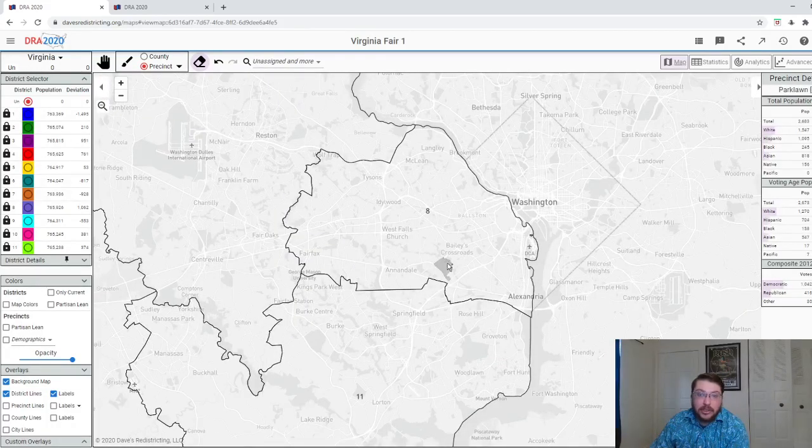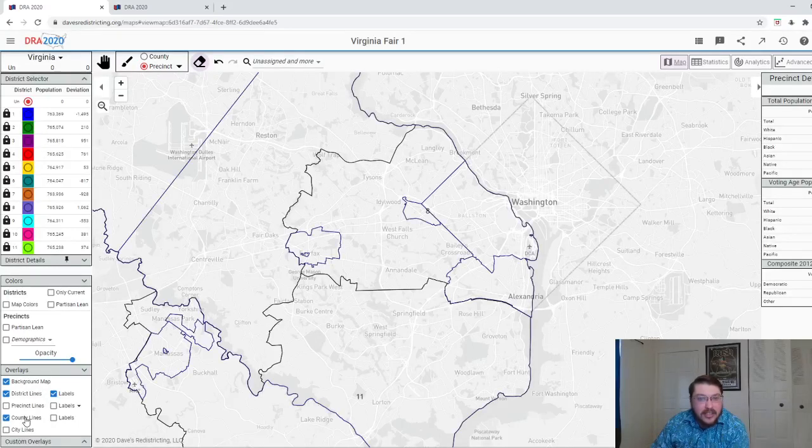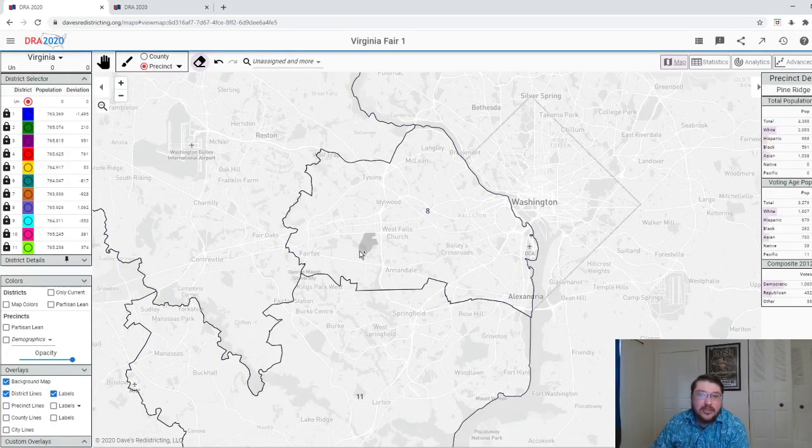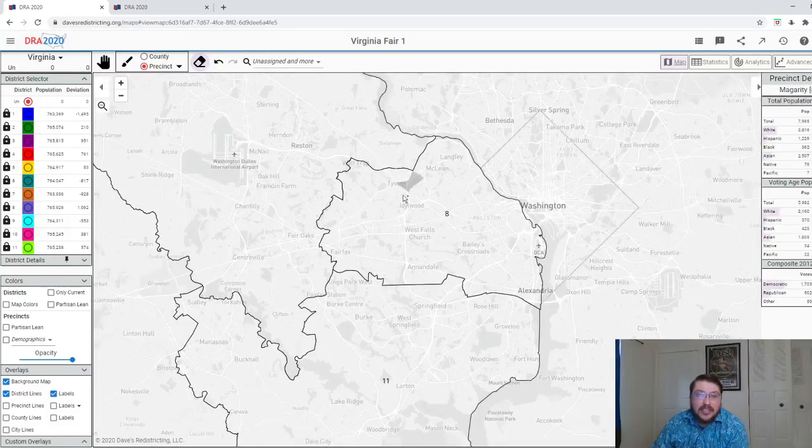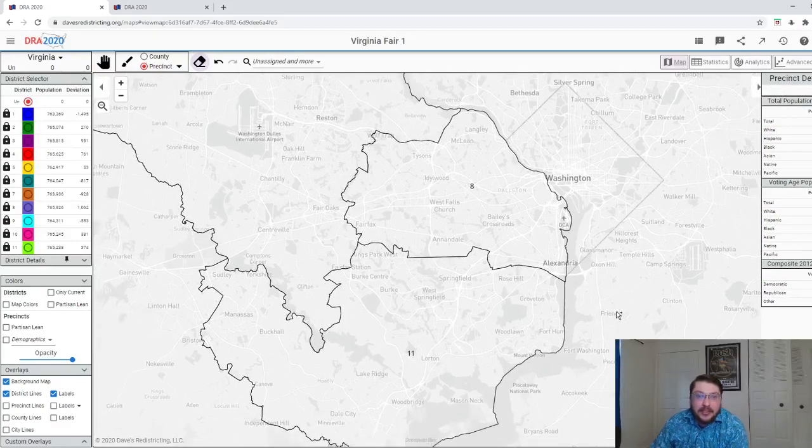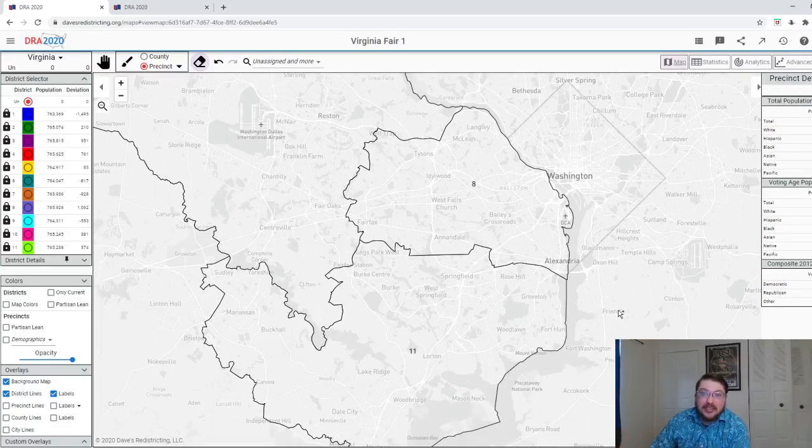You've got Falls Church, as well as, I think I included City of Fairfax. Yeah, I put Fairfax City in this district as well. Tyson's Corner and Annandale right here are the major places.